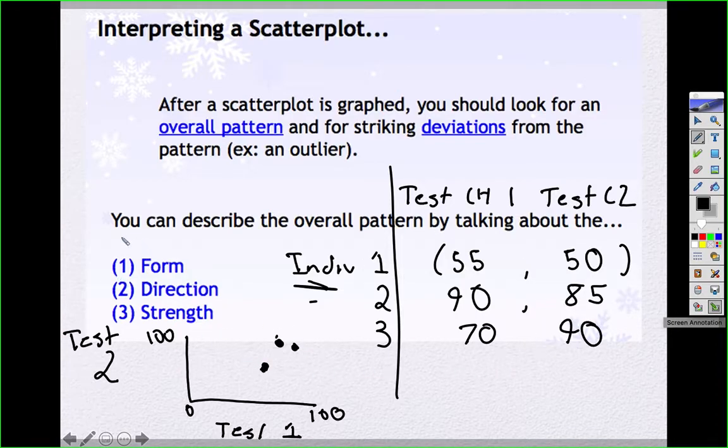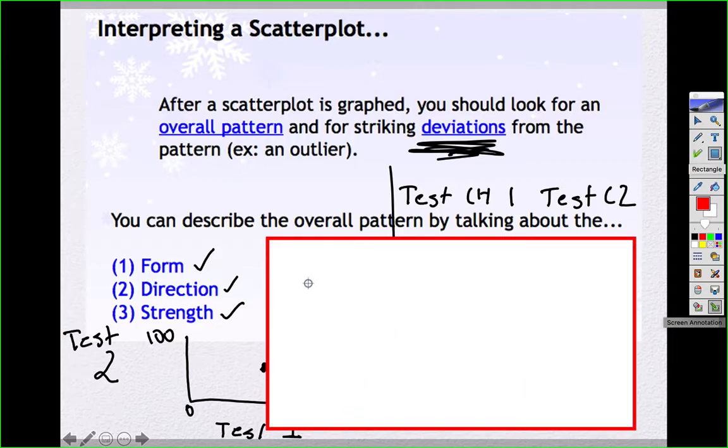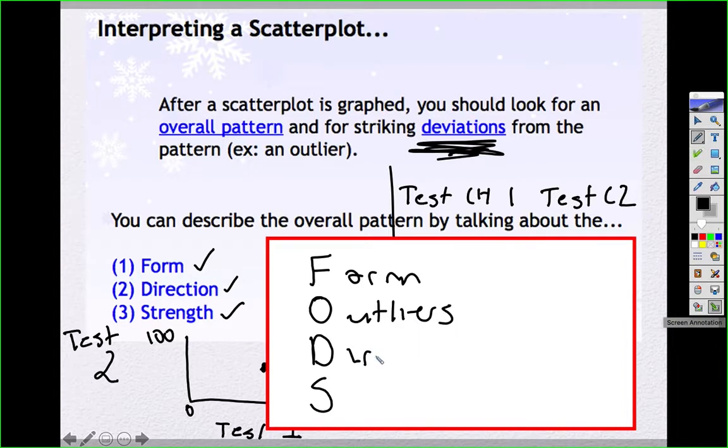Once you finish making a scatter plot, you look for the overall pattern, which we will call the form, the direction, and the strength of the scatter plot. And then we look for deviations, which we still call outliers. So, in general, when you look at a scatter plot, I always say, you always talk about the FODS. F is for form, O is for outliers, D is for direction, and S is for strength.